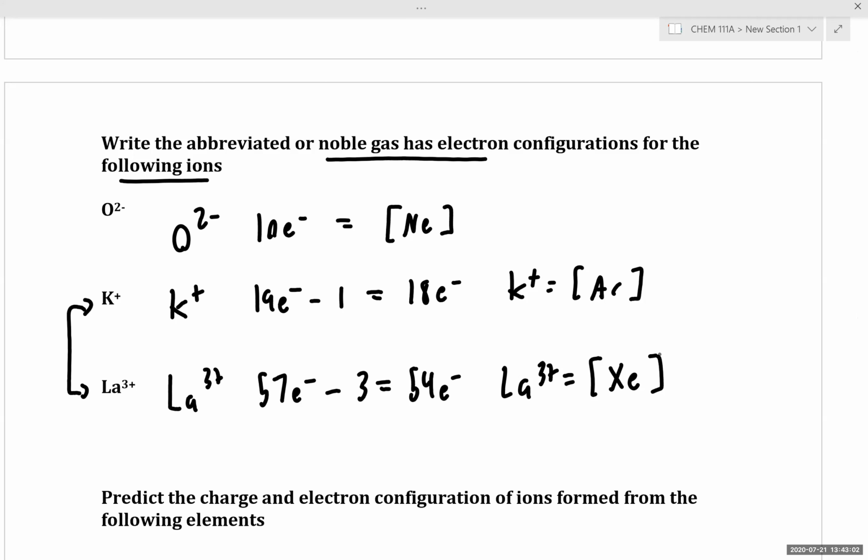Does this example make sense to everyone so far? Any questions?